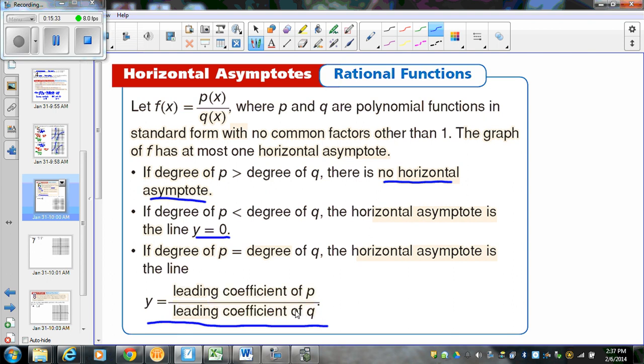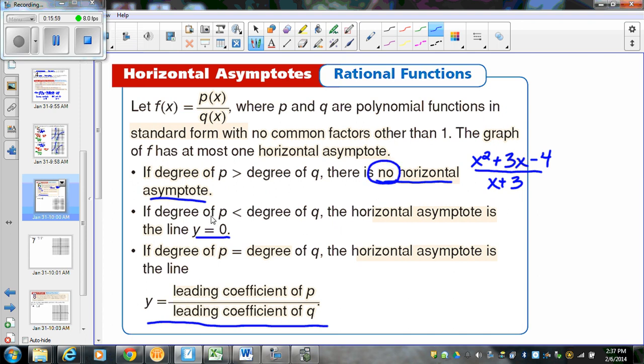Here's how you decide. If the degree of the top is bigger than the degree of the bottom, there is no horizontal asymptote. For example, in that last problem that we did, number 5, x squared plus 3x minus 4 over x plus 3, notice that the degree of the top is 2 and the bottom is 1. Top is bigger than bottom, so there is no horizontal asymptote.